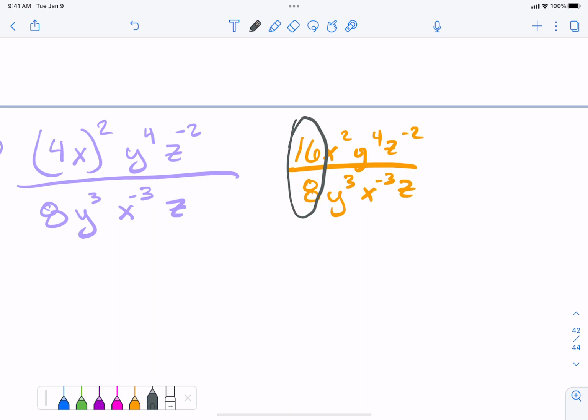Wait, the logs just go away? Yeah. So 6x minus 18 is equal to 4x minus 8. Solve.